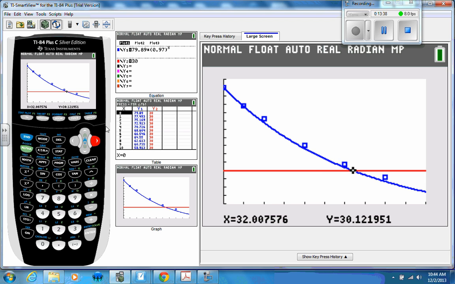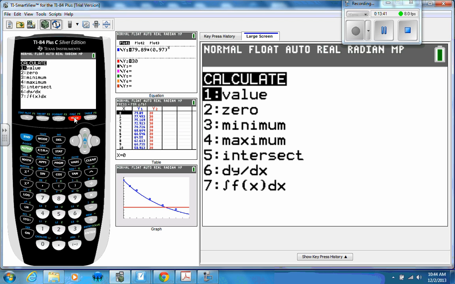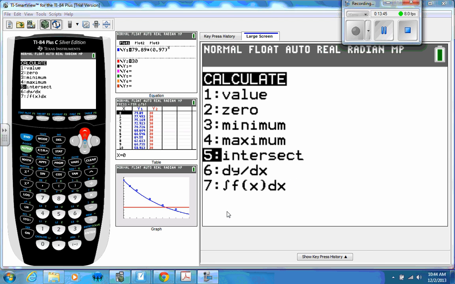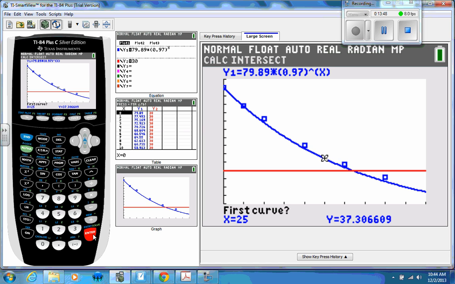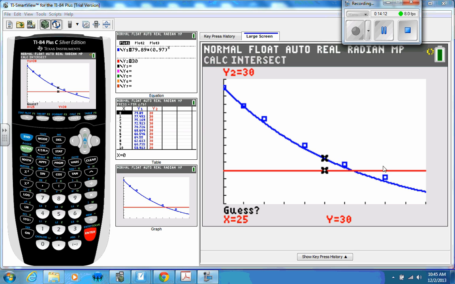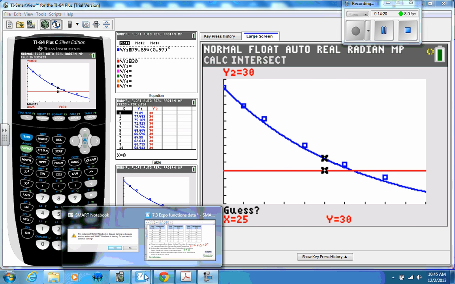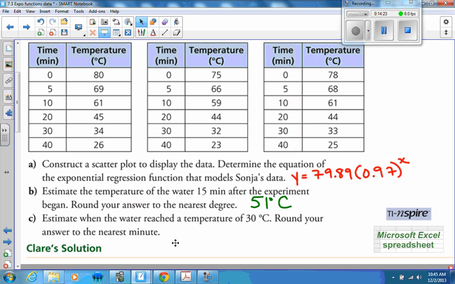But if you want to do it correctly, you can go second function trace, and you can actually find the intersect of the line. Okay, so I go to 5, I go to intersect, I hit enter. My first curve is my blue curve. I just hit enter to accept it, and my second curve is my red one, I hit enter to accept it. And it does a guess thing, just hit enter through that. Again, and it's thinking. And my calculator froze again. So it's about 33 or 34. So it's about 33 if you look in the book. So we'll go back to the question and we'll say at about 34 minutes, it'll be at 30 degrees Celsius.